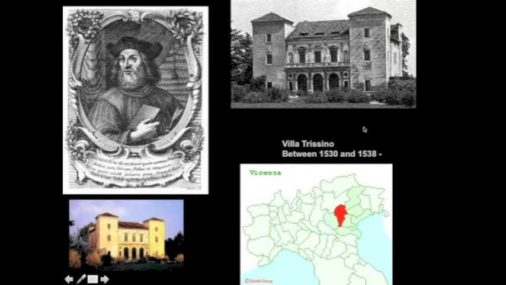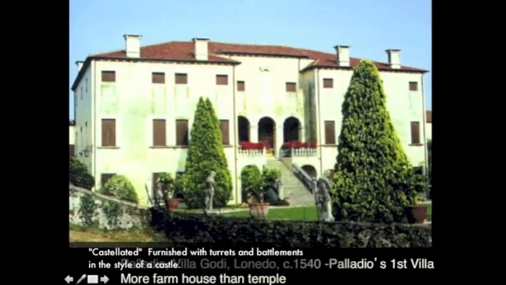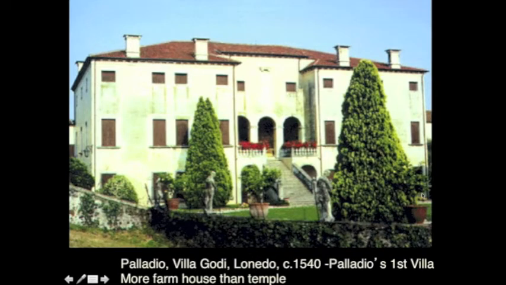In looking at the Villa Trissino, we thought this is fairly timid. It stays close to a traditional typology of a castellated country house, a big solid block with corner towers. And we looked at a slightly later house, the Villa Goldi in Lonedo, and saw that he's still dealing with this typology of tower, but the tower now becomes embraced within the overall geometry of the house. But still, in terms of a characteristic expression, Palladio is struggling with it.